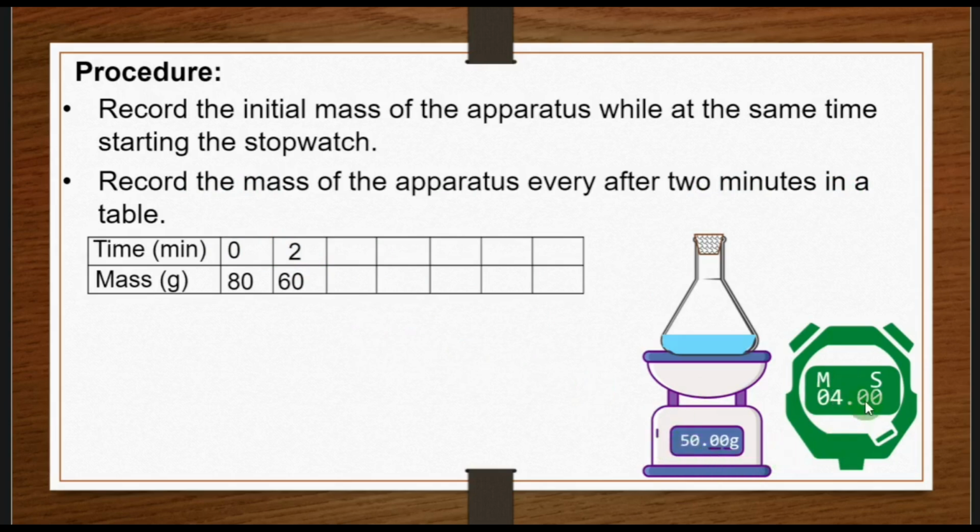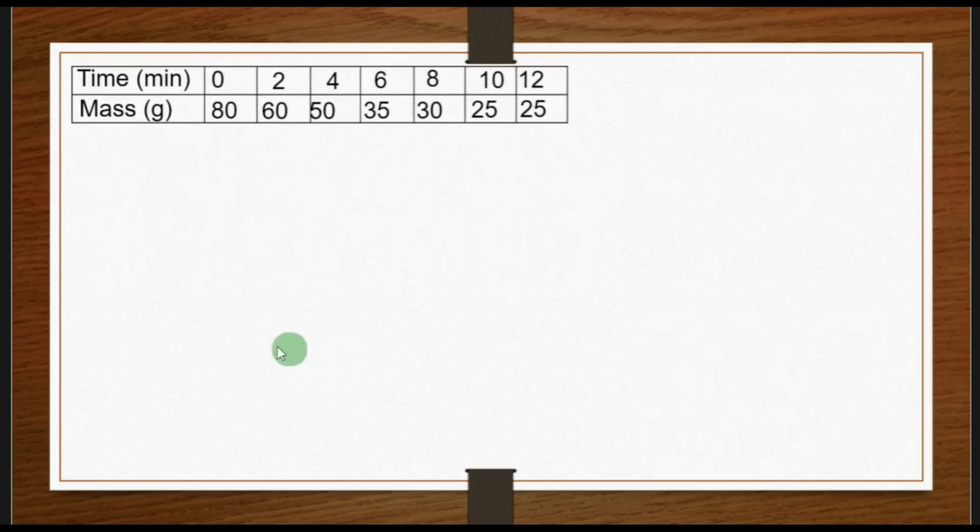Then after another 2 minutes, which gives us 4, the mass is 50 here. Again, after another 2 minutes, which goes to 6, here the mass is 35. So time 6, 35. Then it goes again to 8, here the mass is 30. Then it goes to 10 minutes, here the mass is 25. Then it goes to 12 minutes, and the mass is actually still 25. All right, so let's push this one up here and look at what happens next.